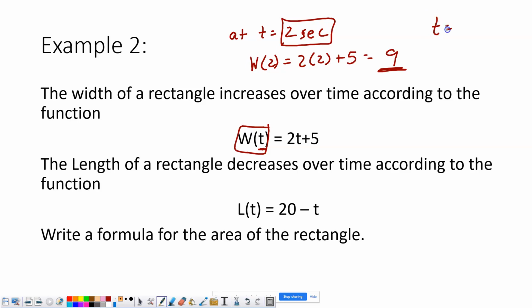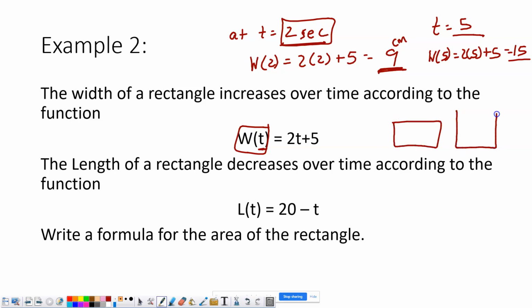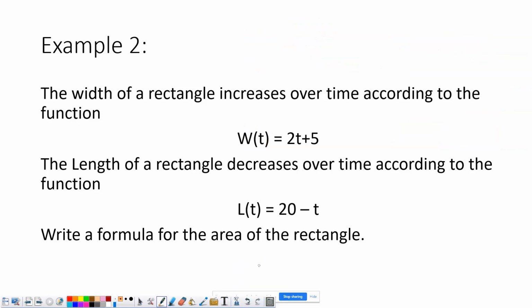Now, how wide is my rectangle at 5 seconds? So now I would plug in 5, and that would be 15. So it looks like the width of this rectangle is increasing. As I went from 2 seconds to 5 seconds, the width of the rectangle went from 9, I guess we'll say centimeters, to 15 centimeters. So the width of the rectangle is changing. Just imagine seeing a rectangle here, and over time it's getting wider and wider. So the width is increasing. All right, so that's what this means.